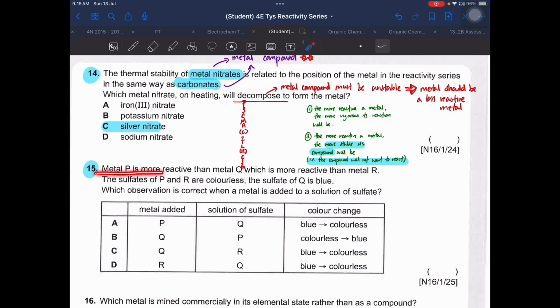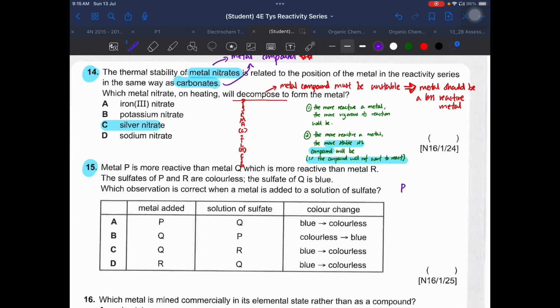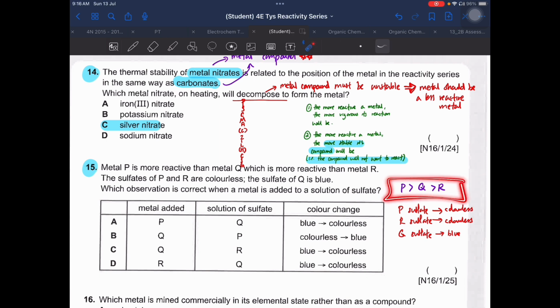Question 15. P is more reactive than metal Q, which is more reactive than metal R. So the question starts off by telling us that P is more reactive than Q, which is then more reactive than R. Sulfates of P and R are colorless. Sulfate of Q is blue. So there's a few more information about the sulfate. So P sulfate, R sulfate, and then we have Q sulfate. So this is blue, this is colorless, and the first one is also colorless. So this question seems to want us to link this reactivity with one another. Therefore, it's likely to be talking about displacement, so that we see whether there's a reaction or not. So let's take a look at it.